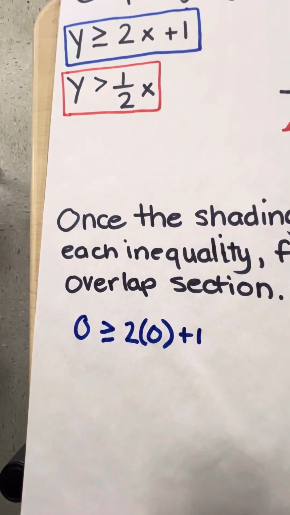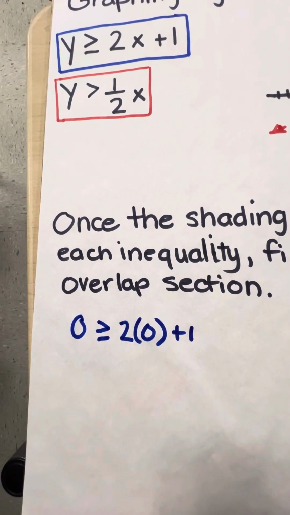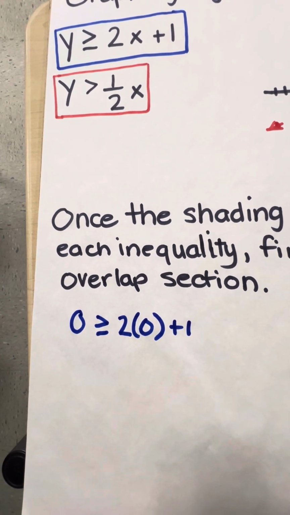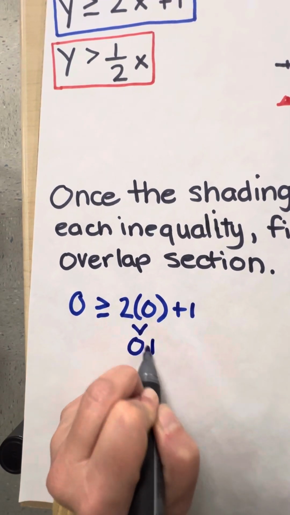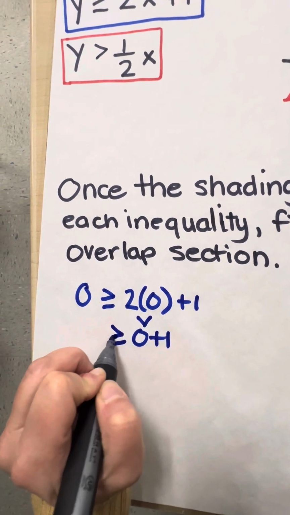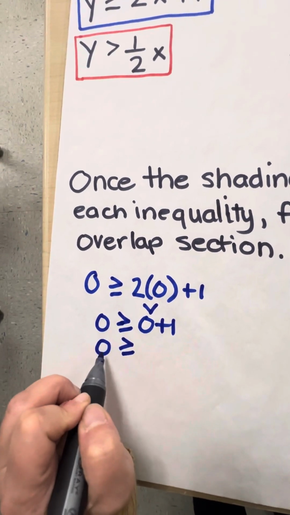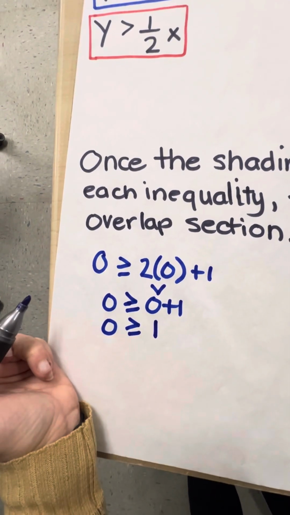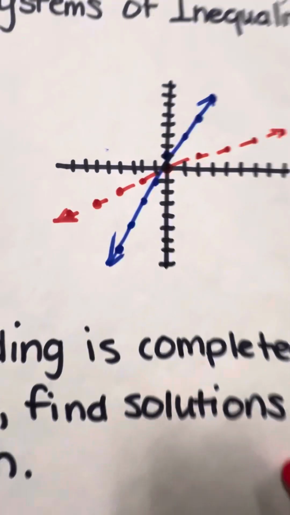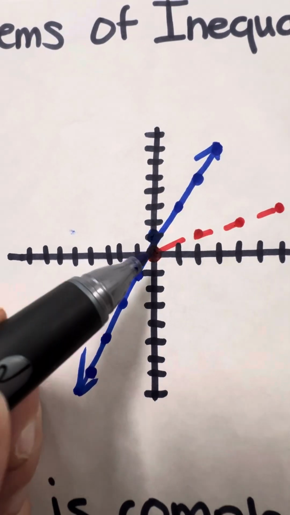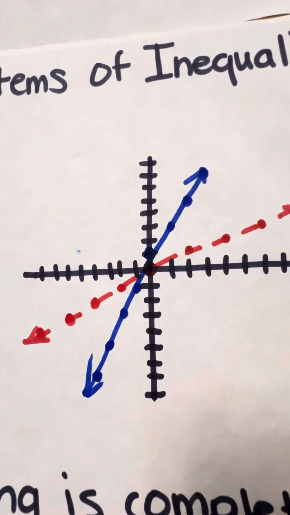Again, 0, 0 is the easiest if you can use it. If it's not on the line, don't ever use a point on the line because that doesn't help you decide which side to shade on. So now this is going to be 0 plus 1. And we consolidate, and we get that 0 is greater than 1. So that is a false statement. That is incorrect. So I look at the blue line, and the 0, 0 would be below it. So that is not a true statement, so I would be shading up on top.